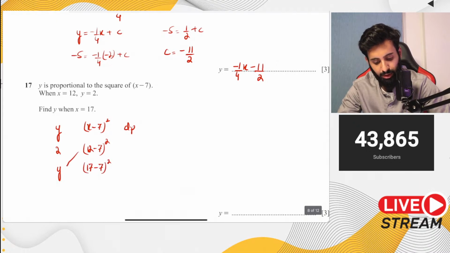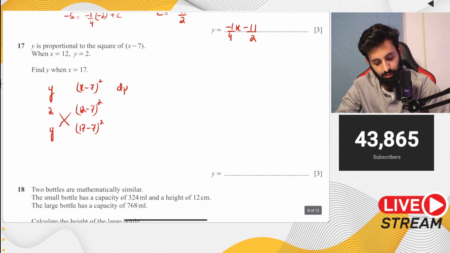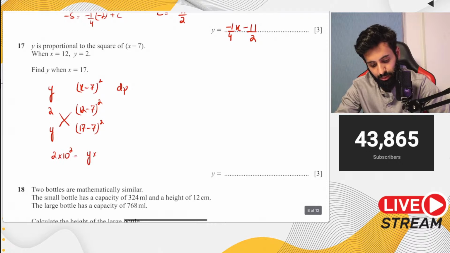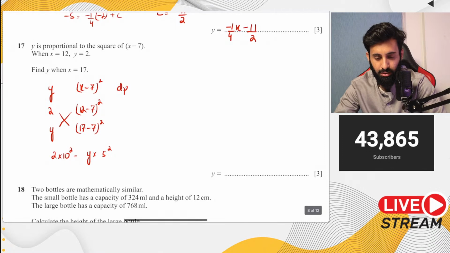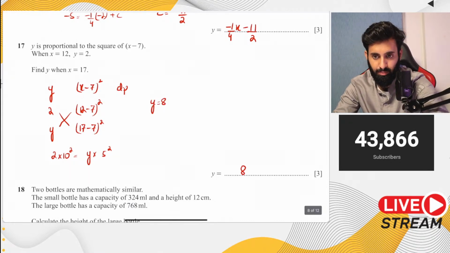If you've been watching my videos, you know I have a specific way of solving questions like these where I don't find the value of k. So 2 into 10 squared equals y into 12 minus 7, which is 5 squared. So you can work this out now. 2 into 100 divided by 25. So you're looking at 8. y equals 8 as your answer.